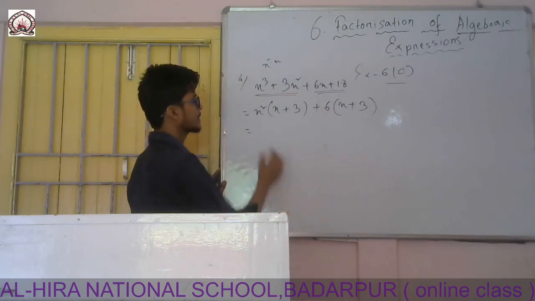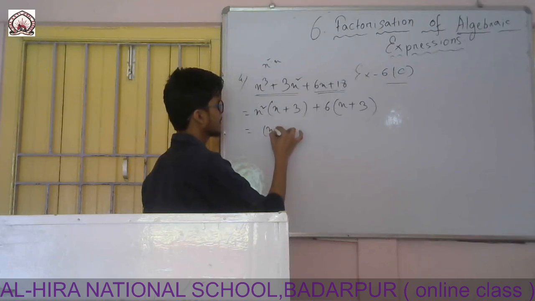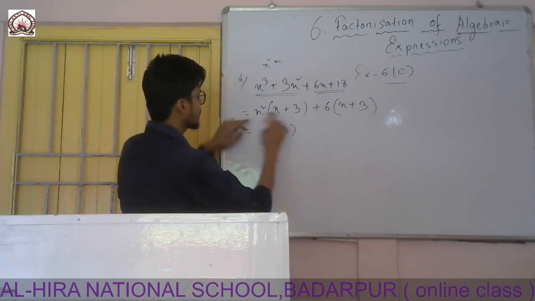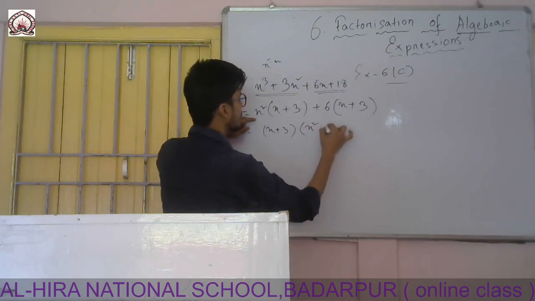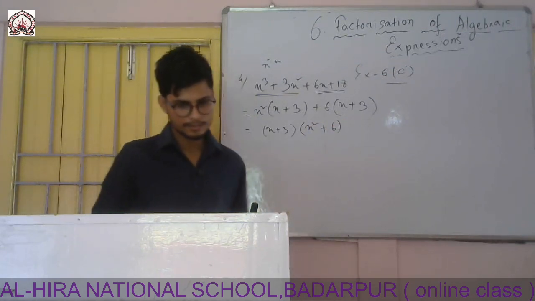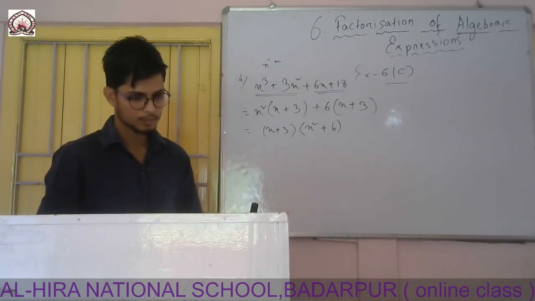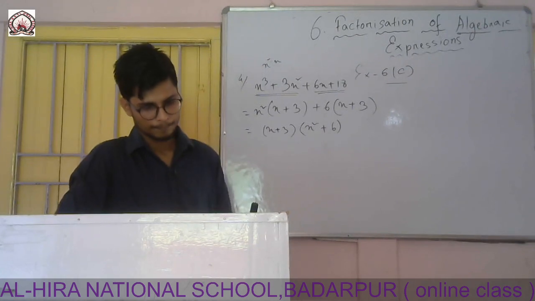So now I can take out common, here x plus 3 is common, here also x plus 3. So I will take it out, and which one is left here? After taking out x plus 3, x square is left, and 6 is left. So this is the answer, x plus 3 into x square plus 6. So these are the factors of question number 4.